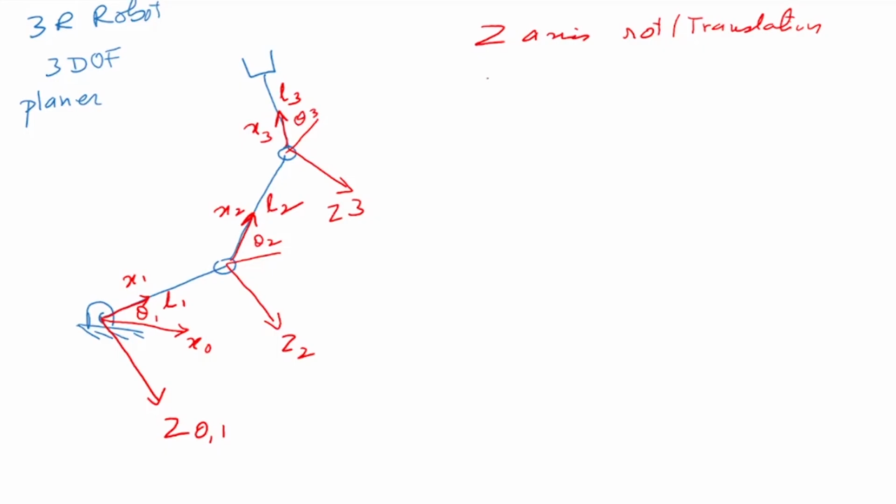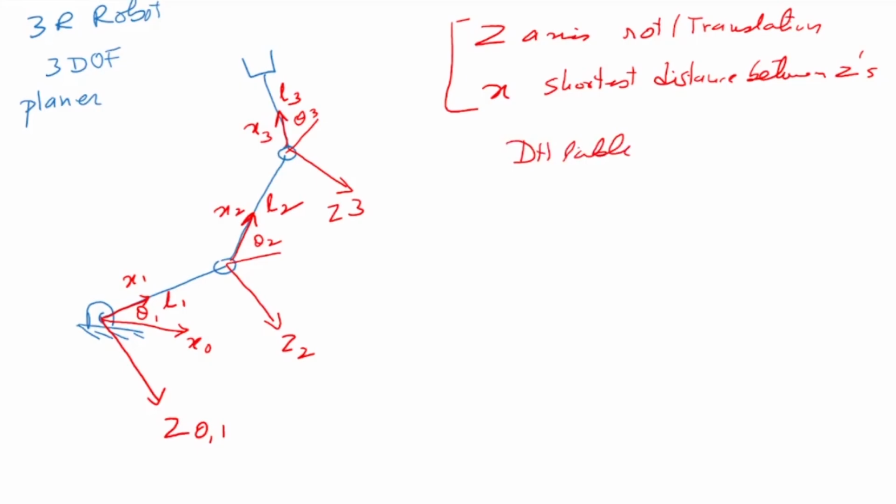The z-axis is the axis of rotation or translation. Let me say x is the shortest distance between z's, if the z's are not intersecting. If they are intersecting, then it is perpendicular to the plane containing the z's. I'll just come to that shortly. So I have put my x and z axes, and now I have to make my DH parameter table. So let's make the DH table here.